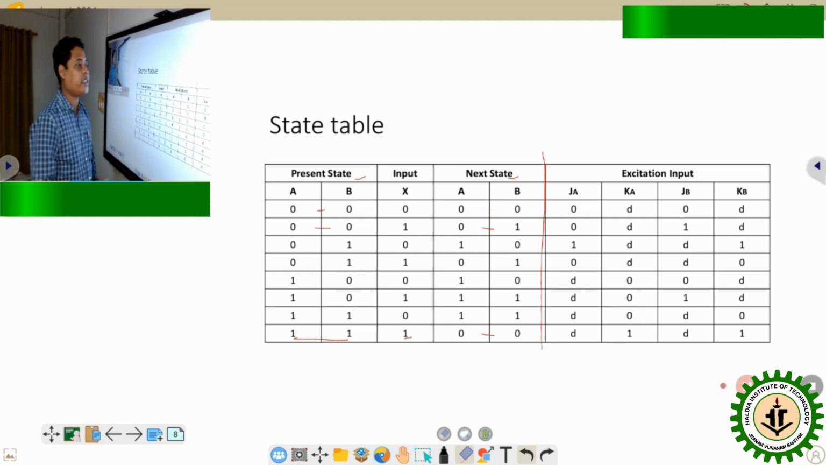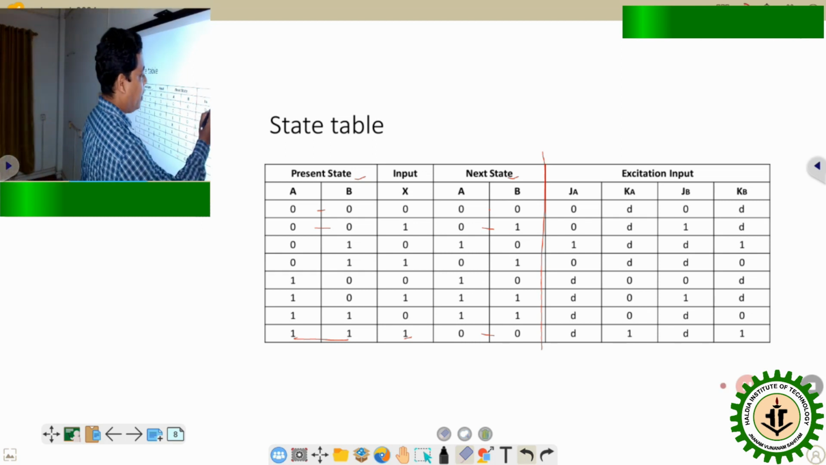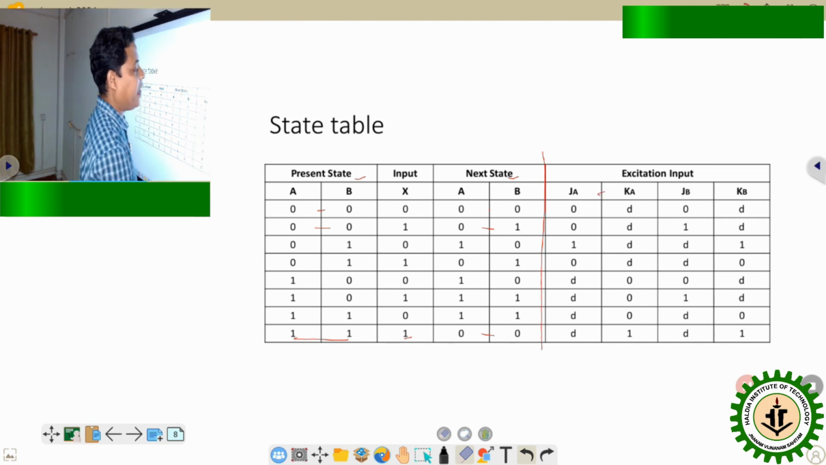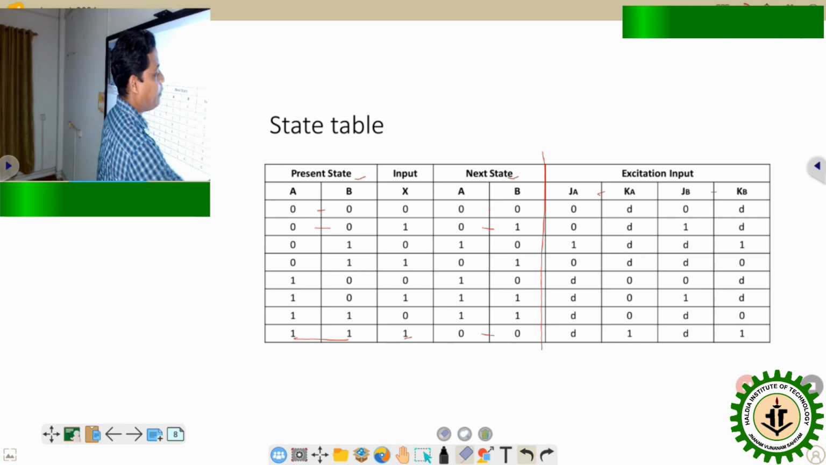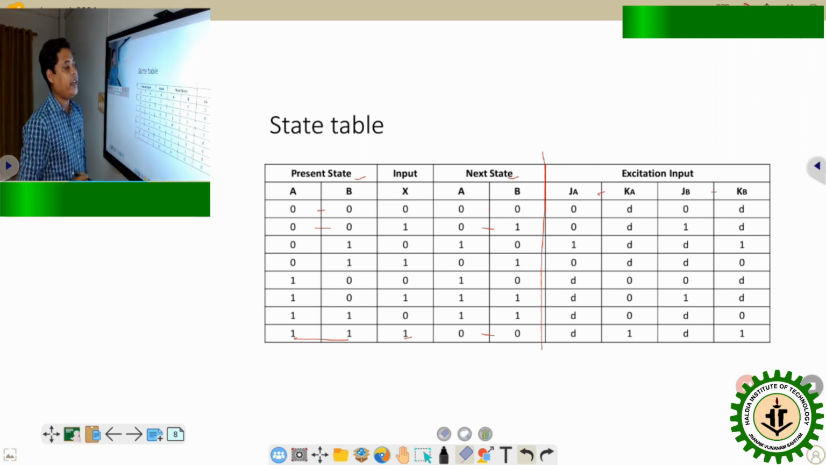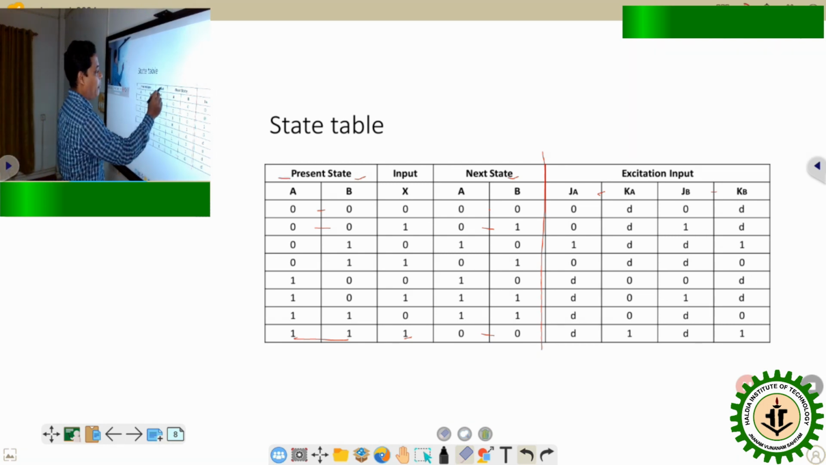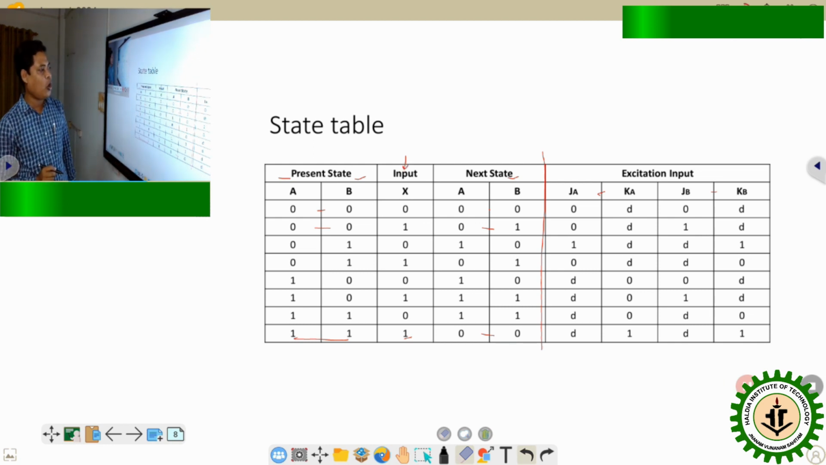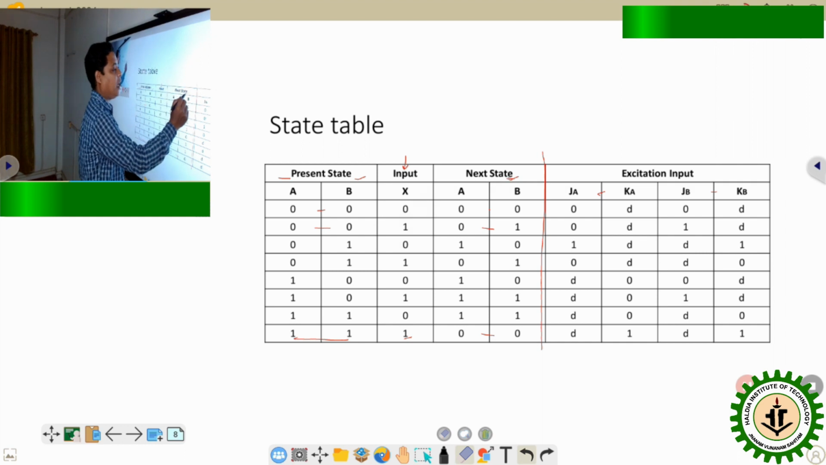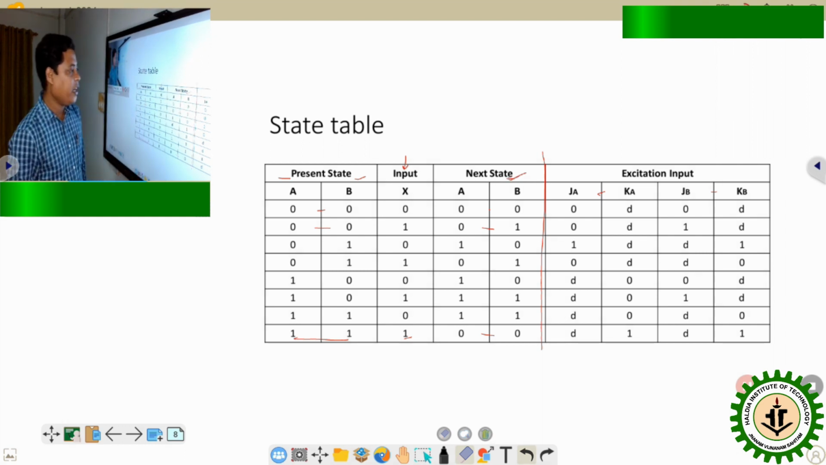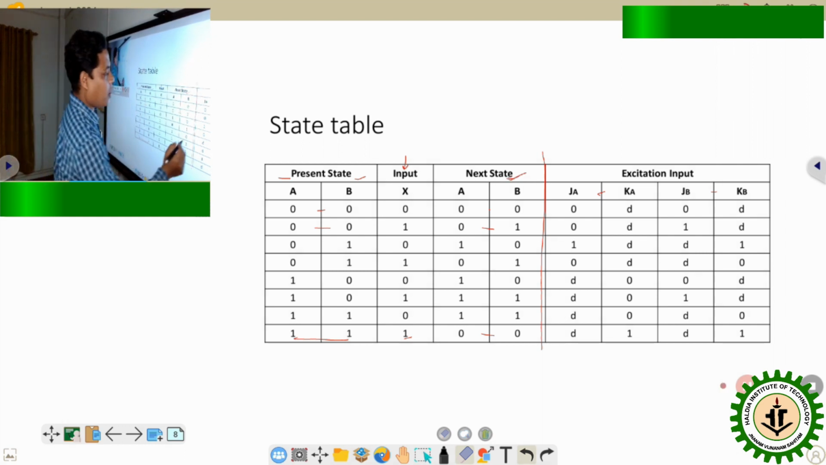Here in the excitation table, it is named as JA KA and JB KB. Here we need to find out how we should excite the JK flip-flop, so that if the present state is given to us and after application of the specific input x equals 0 or 1, we can obtain the next state. Accordingly, we have to specify the excitation input.